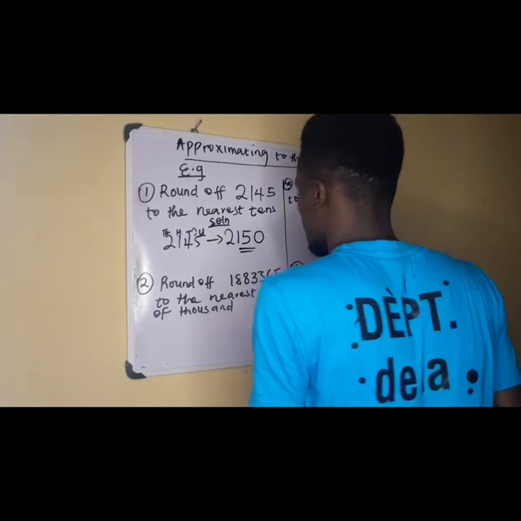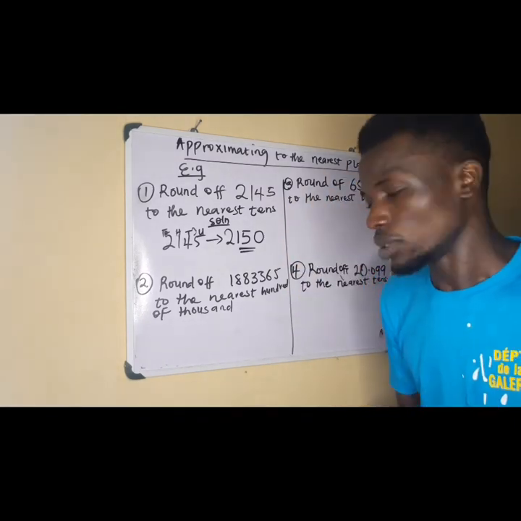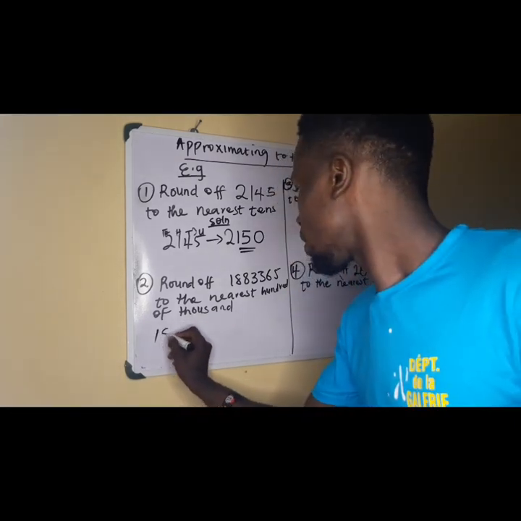Round up 1883365 to the nearest hundred of thousand. So I'm going to write it out first.